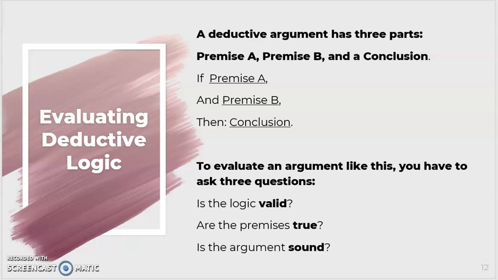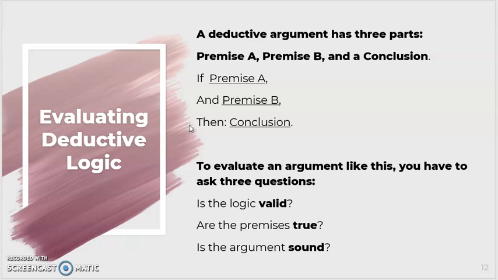So when we're talking about deductive logic and deductive arguments, we are talking about an argument with three distinct parts. Premise A, premise B, and a conclusion. So these are typically written in if-then statements, like the first one on your screen here. If premise A and premise B, then there's a conclusion, right? So there are lots and lots of ways that this type of argument shows up in our daily life. We'll talk about some examples in a minute, but eventually you'll need to evaluate arguments like this.